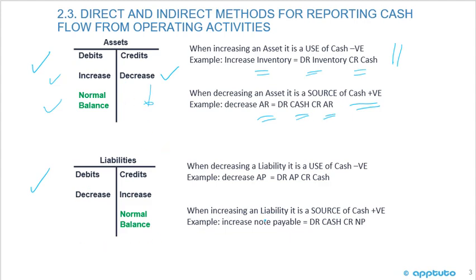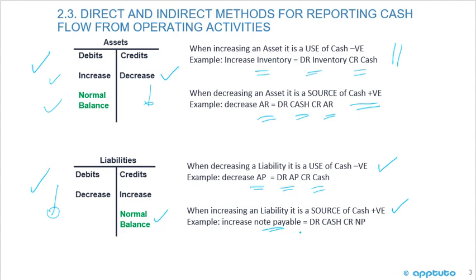On the liabilities, our normal balance is a credit balance, for example debit inventory, credit accounts payable. And when I go to pay that payable, it'd be credit cash, debit accounts payable, which decreases my liability. So when decreasing a liability, it's a use of cash, it's a negative. As in my example, decrease accounts payable: debit accounts payable, credit cash, a use of cash, negative cash. And when increasing a liability, it's a source of cash, it's a positive.